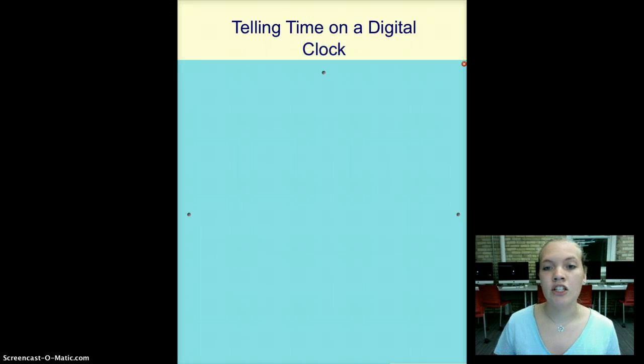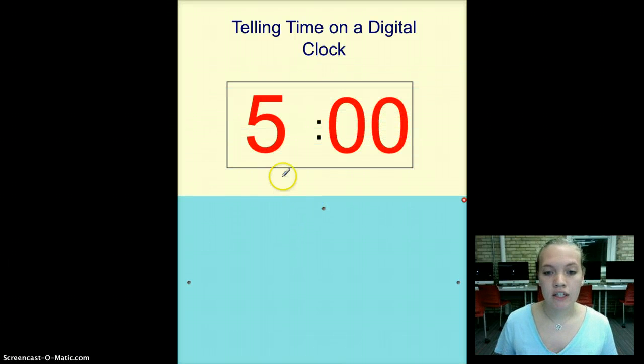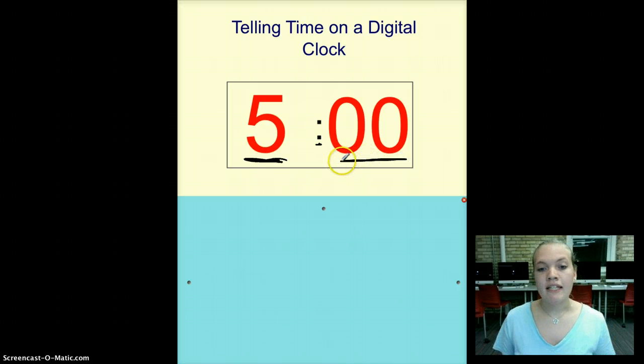So first I'm going to teach you how to tell time using digital clocks. The first thing we have to look at is the first number here. In this picture, it is a 5. So this tells us what the hour is. So in this picture, the hour is 5. The second thing we have to look at is the numbers over here, following these two dots or the colon. These numbers tell us the minute. In this picture, the number is 0, so we are at 0 minutes. So the time is 5 o'clock.